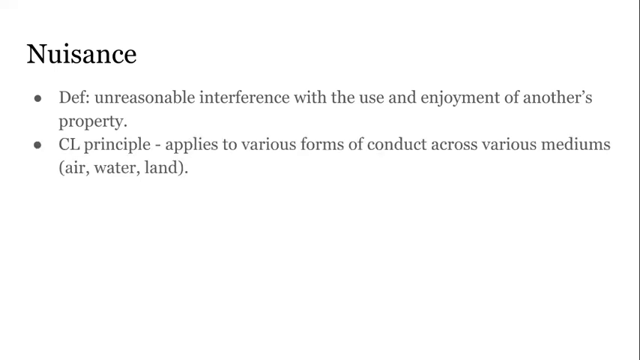So under the common law principle, like I said, it applies to various forms of conduct across various mediums: air, water, and land. So, things moving through the air to something that you own, to land that you own, that sort of thing. The effect of water, if there's common access, public, there can be both private nuisances and public nuisances. So if the public has access and ownership over water, and somebody's harming that water and therefore the uses for the public, then there's the potential for a nuisance there.